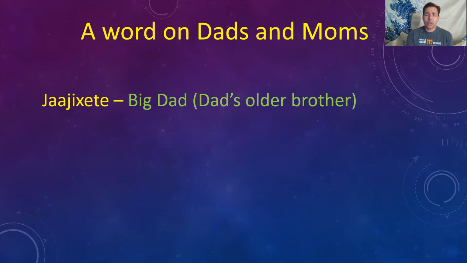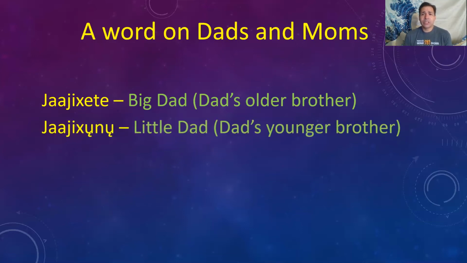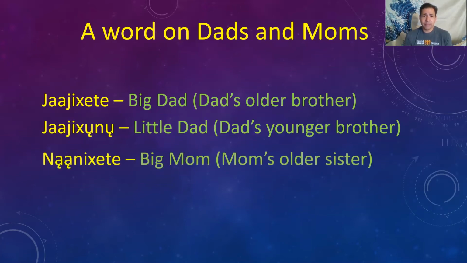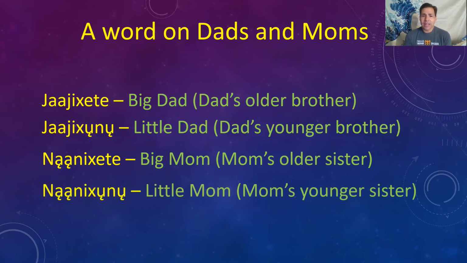And as you might guess, if you want to talk about your dad's younger brother, you could say jaji khunu, which literally means little dad. Once again, khunu means little. Jaji khunu, little dad. And the same also goes for your mothers or your mom's sisters. Nani khate, it's a big mom or the mom's older sister. Or nani khunu, which is little mom or your mom's younger sister. So I wanted to throw that in. The khate and the khunu might be some new vocabulary, but I believe we did cover some of that previously.